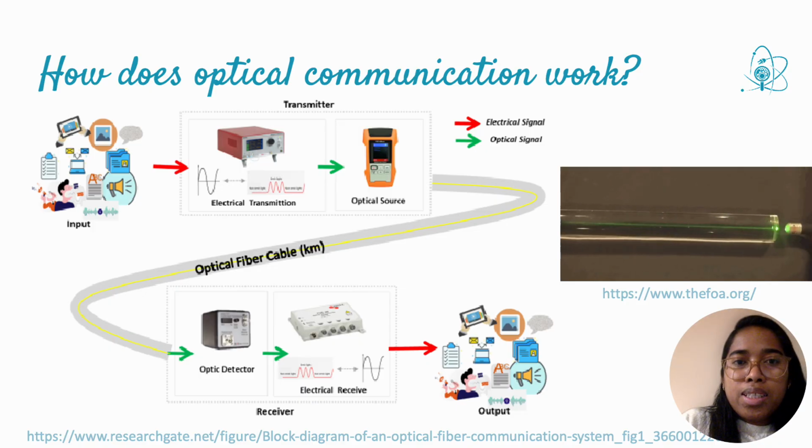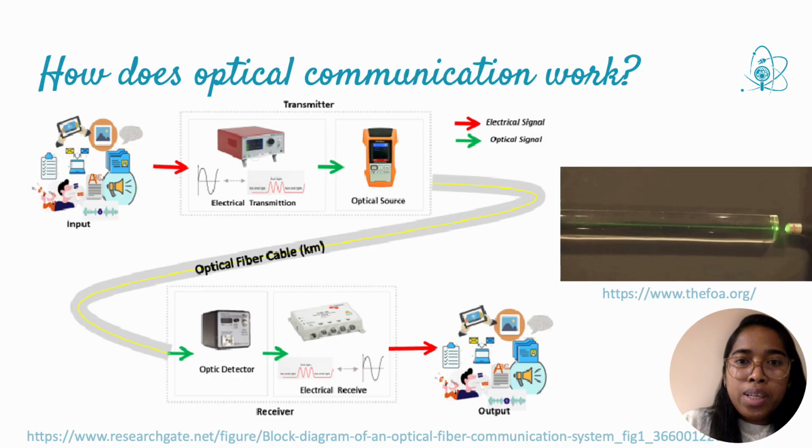So this principle is what scientists and engineers use in optical communication to transmit signals, and also the broadband internet we have to communicate all over the world at the speed of light. So how does it work? The first signal will be transmitted and converted to an optical signal.